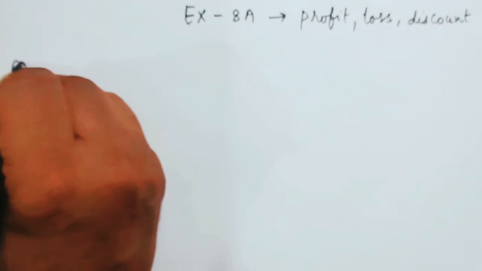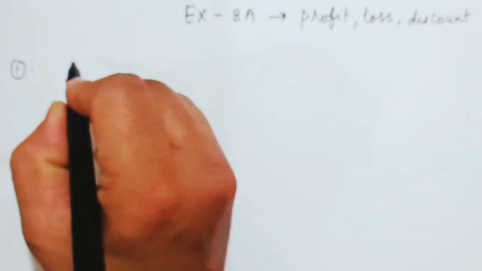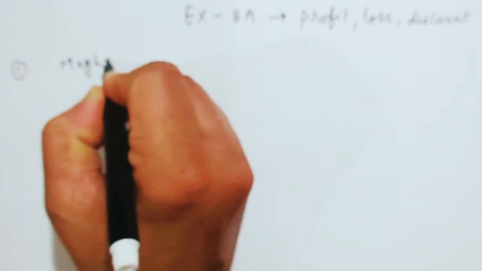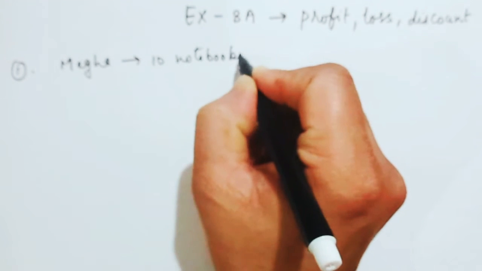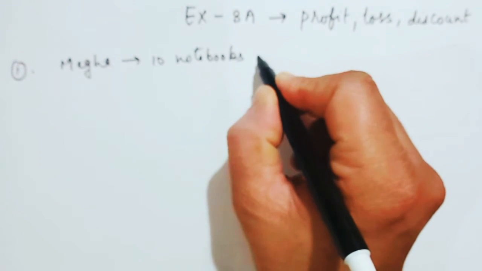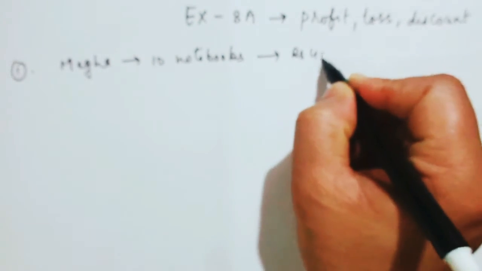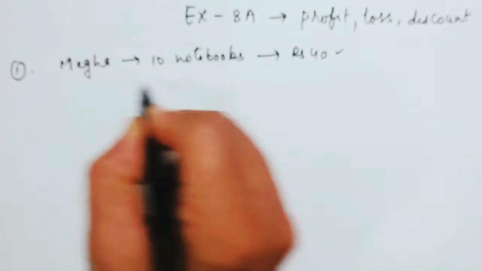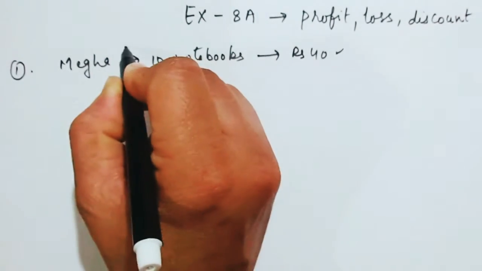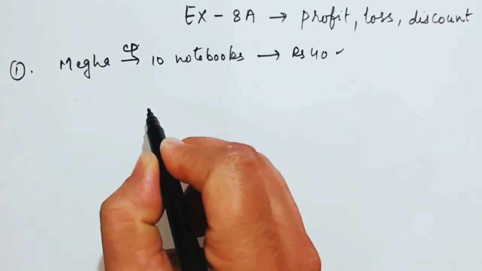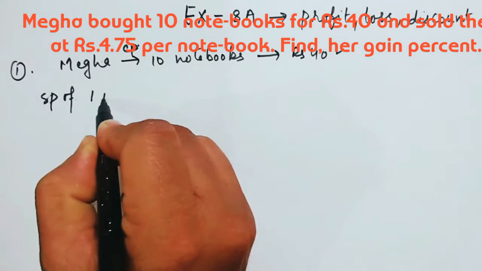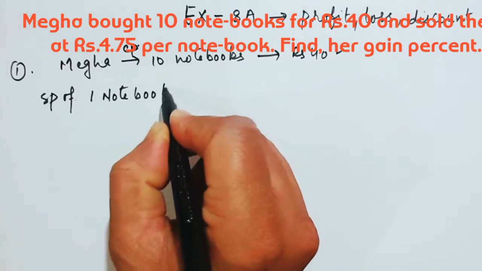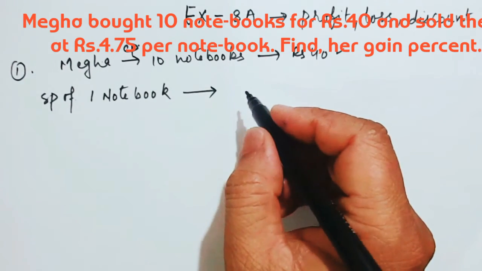Megha, in number 1, they talk about Megha. Megha bought 10 notebooks for rupees 40. So Megha buys 10 notebooks, and the cost of these 10 notebooks is rupees 40. This is the cost price of 10 notebooks. And she sells them, the selling price of one notebook being 4.75.